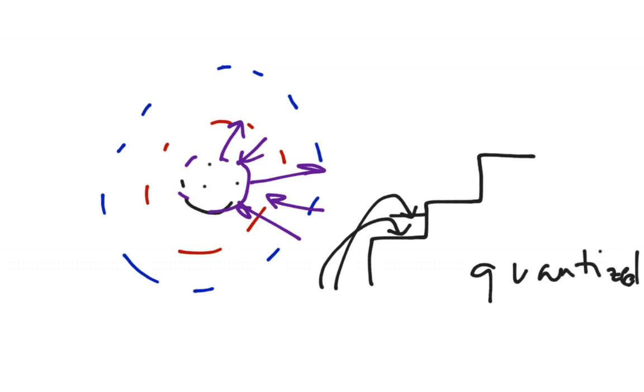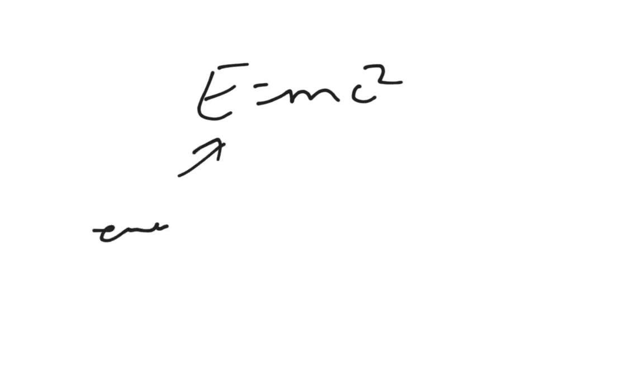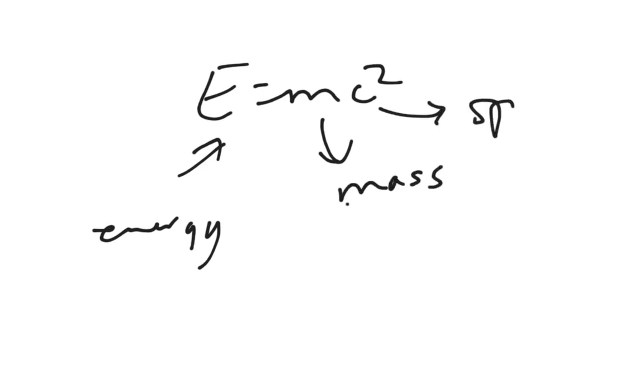And we will look more at the Bohr model in the next section. But from this idea that energy is quantized and that energy has to do with mass and velocity, Einstein comes up with his E equals mc squared. Okay, which is saying energy is equal to the mass of an object times the speed of light squared.